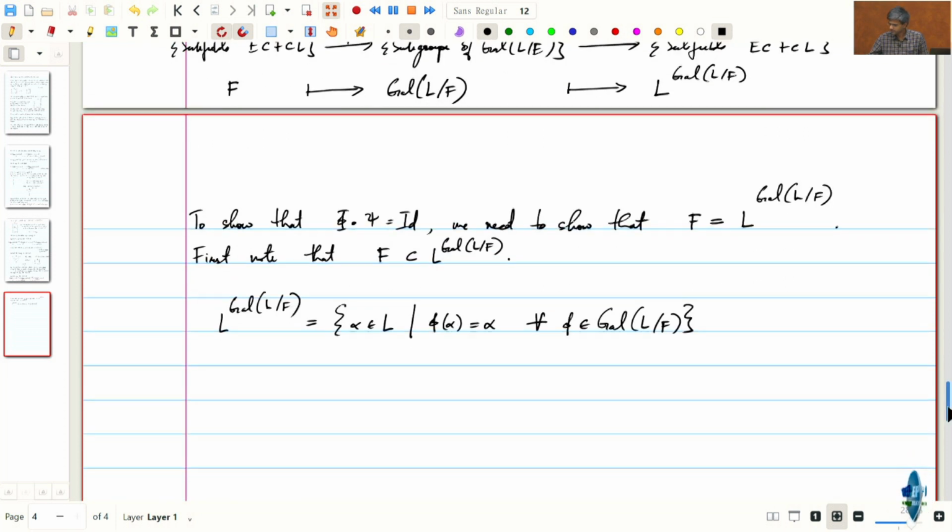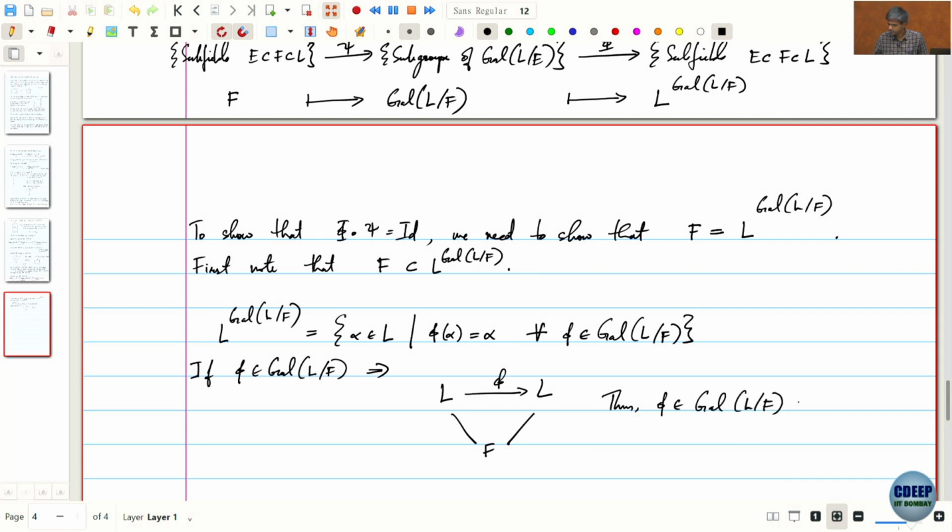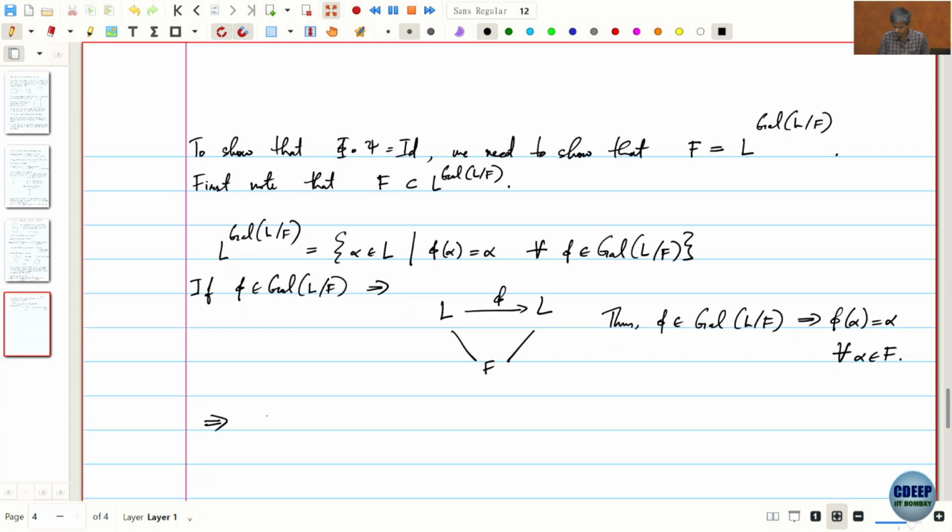But what does it mean to say that? If phi is in Galois L over F, then this means that phi is an automorphism of L, which is identity on F. So thus, phi belongs to Galois L over F implies that phi of alpha is equal to alpha for all alpha in F. So therefore, this implies that F is contained in L Galois L over F.